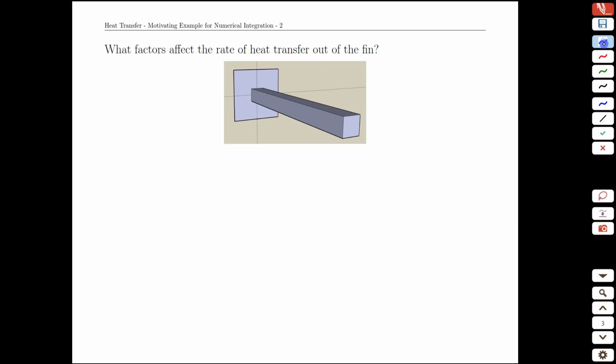And specifically, we would like to itemize that list. What factors would affect the rate of heat transfer? Definitely material, the cross-sectional area, and also other derived properties from that. This area is also going to affect the exposed surface area. So that's going to be another element.